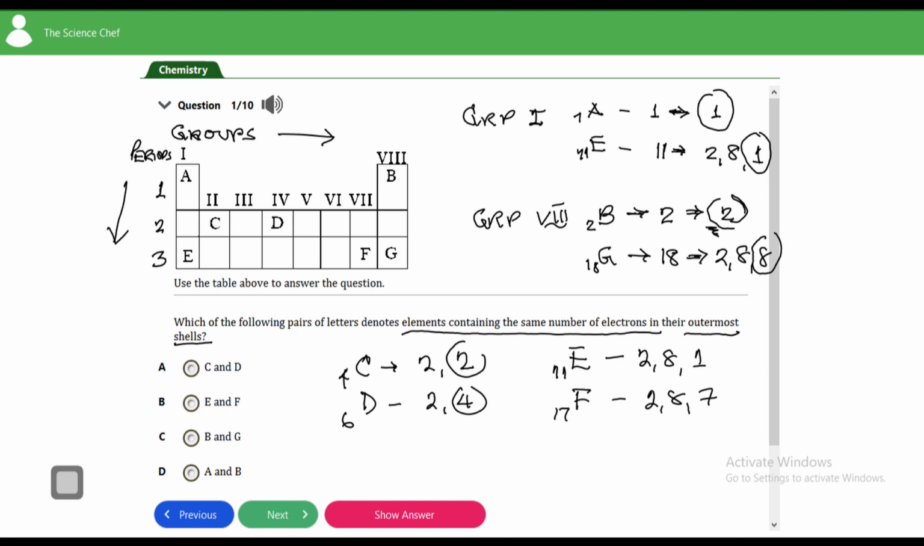B and G, okay, we've already seen here that B and G are not correct, right? Then A and B, or A and E? It's not A and B. That ought to be A and E, right?